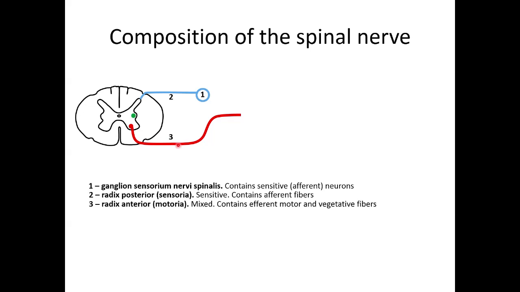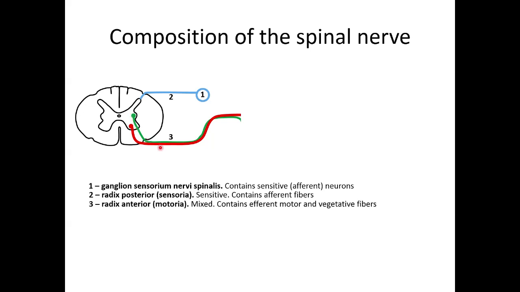And now I use green color to demonstrate you an efferent neuron which is placed inside of the intermediate horn. Its nucleus intermedio lateralis, from which these green fibers, preganglionic efferent vegetative fibers, also go outward of the spinal cord.